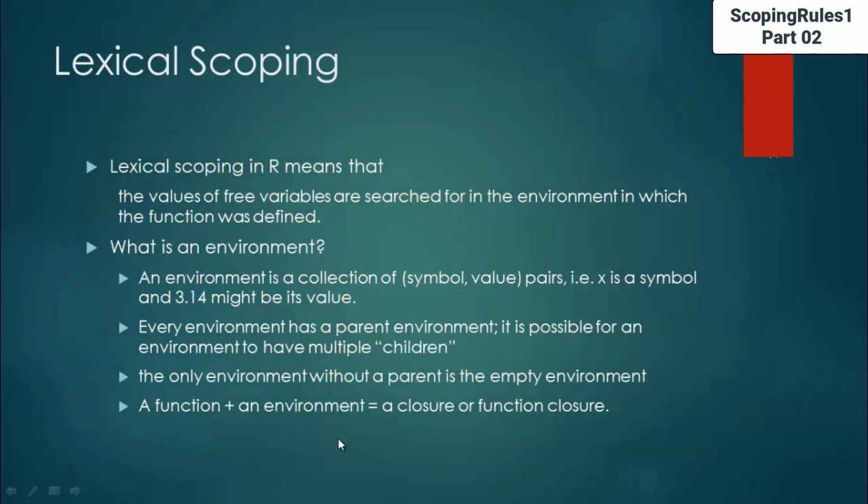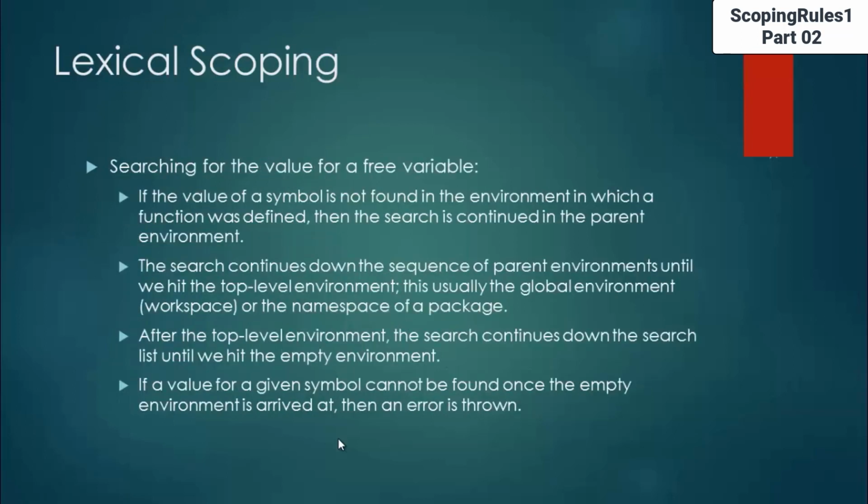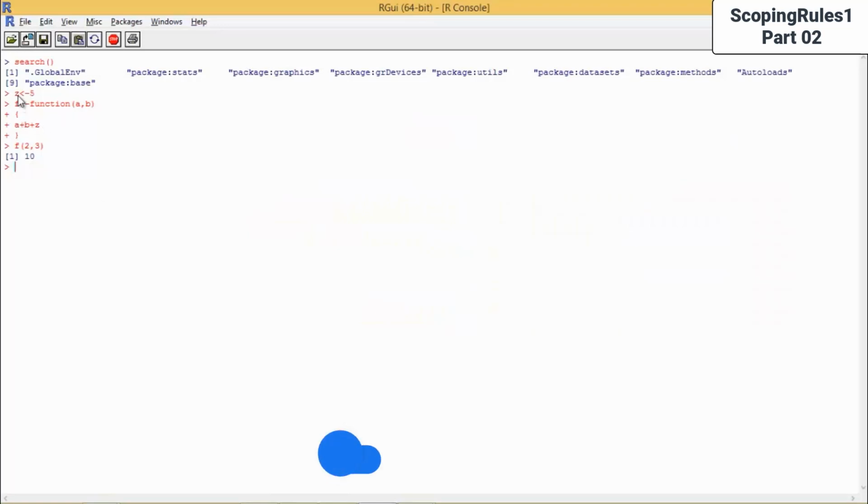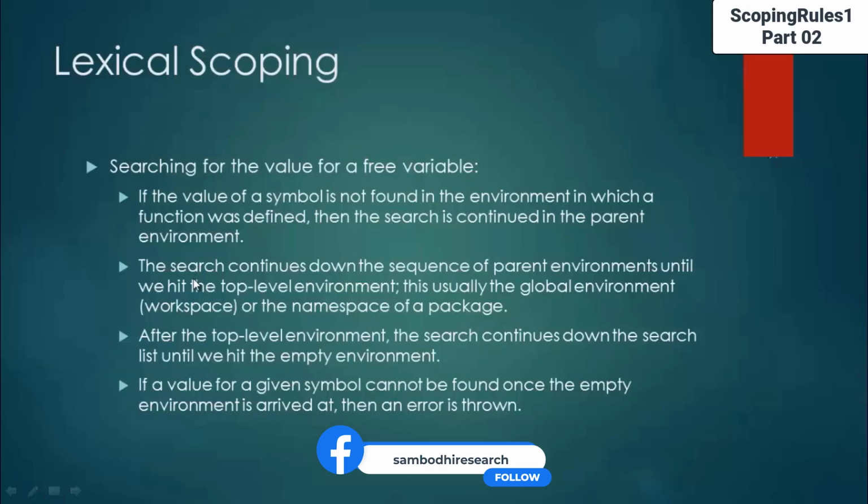This is called the completeness of the function. A function plus an environment will give you the function closure. So how is the value of a free variable searched? Here I declared z equal to 5. How does this get searched and brought into the function?